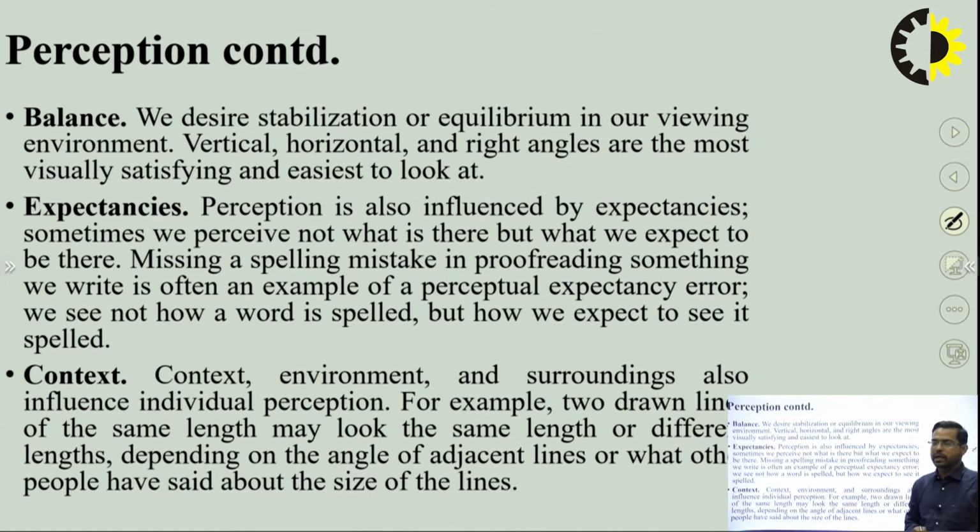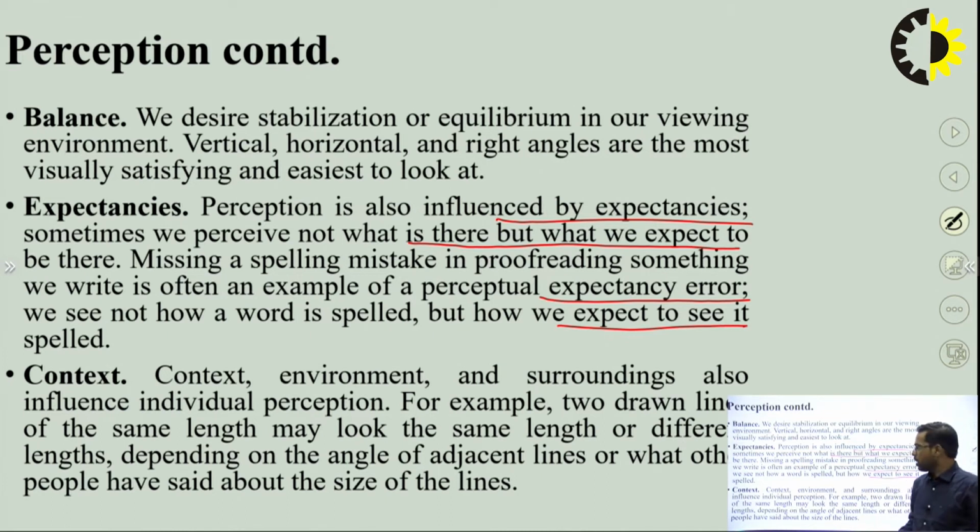Expectancies: perception is also influenced by expectancies. Sometimes we perceive not what is there, but what we expect to be there. Missing a spelling mistake when proofreading something we wrote is often an example of a perceptual expectancy error. We see not how a word is spelled, but how we expect to see it spelled.